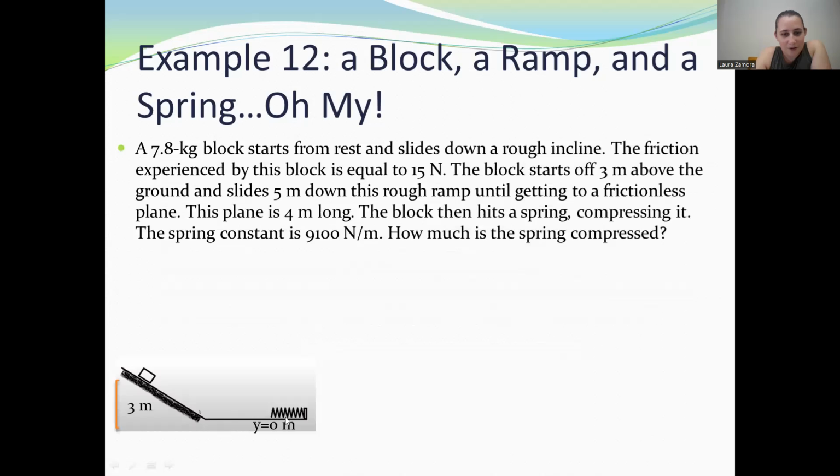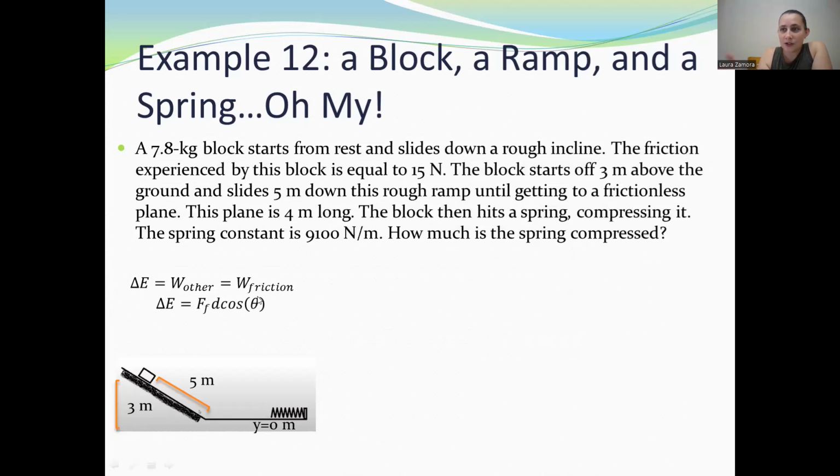So I'm going to label our picture now. I'm putting this bottom frictionless plane as my reference height of 0, which means that this block starts off at a height above that of 3 meters. The length of the ramp is 5 meters. And we are dealing with friction, right? It's explicitly stated in the problem. The friction experienced by this block is equal to 15 newtons. So we do have other work that we need to consider, and that is due to friction.